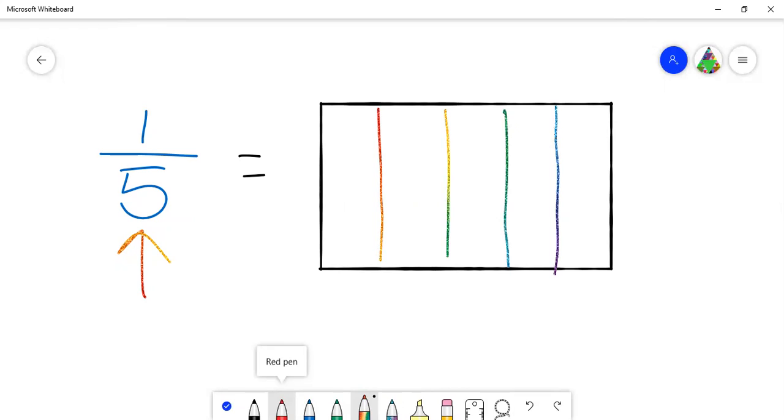That's a little bit better, but you can see some of my pieces are not the exact same size. But again, because I'm doing this with freehand, I want to get as close as I can. So here's the 5 pieces. You can see that we have 1, 2, 3, 4, and 5.